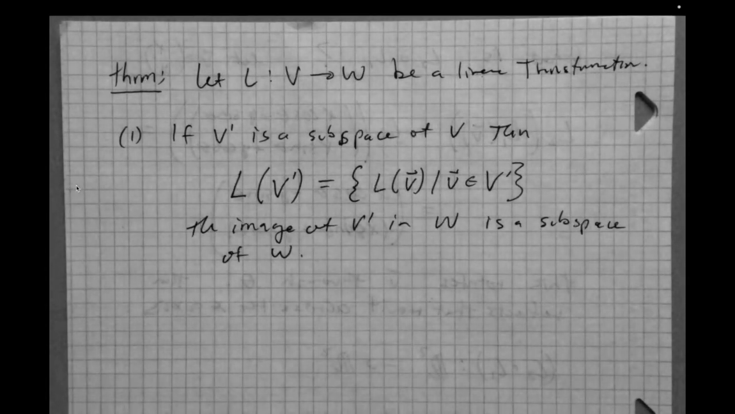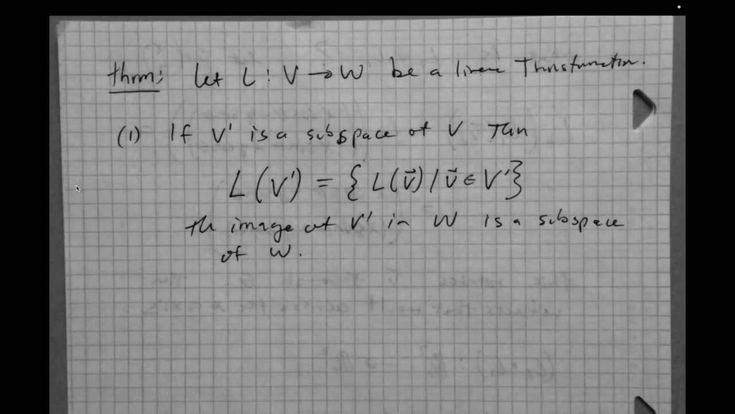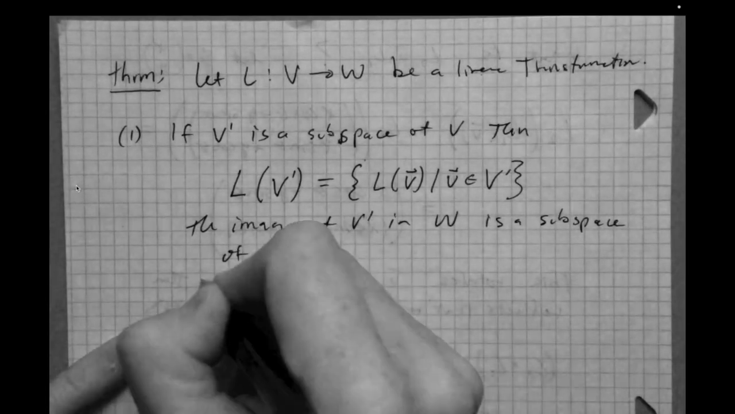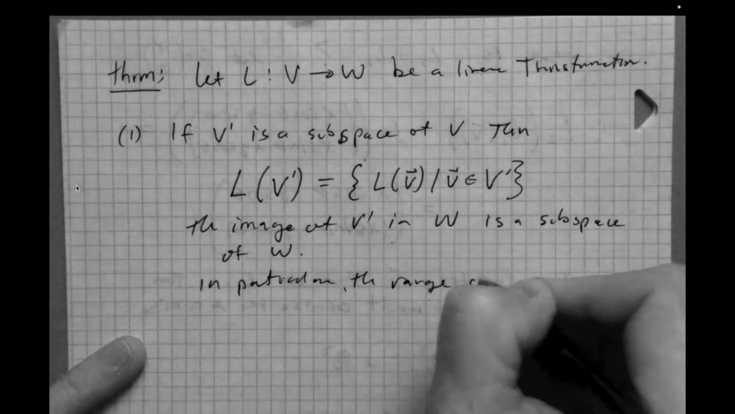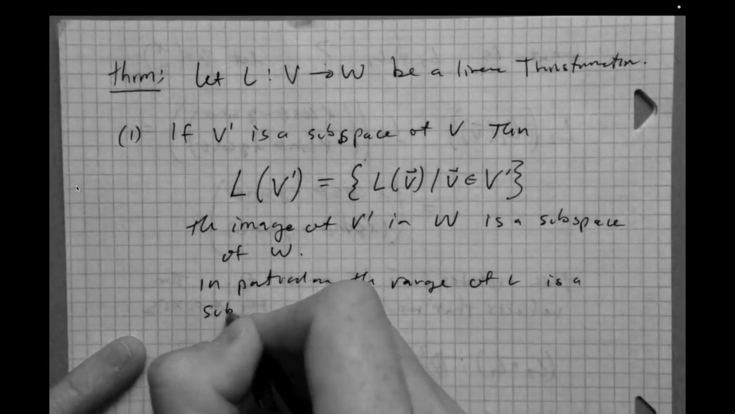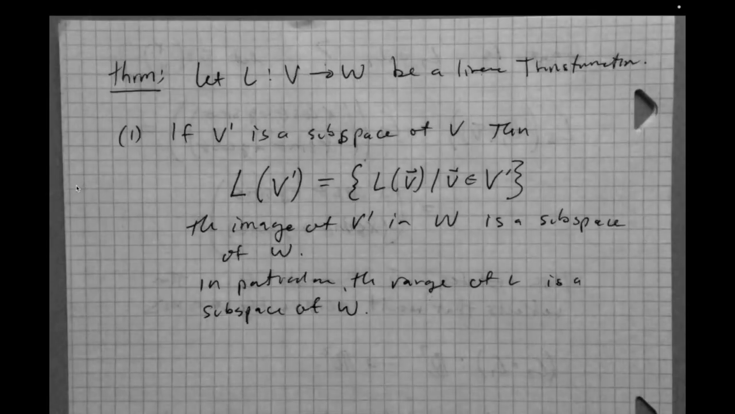And so I guess in particular what you'd say is that the range of L is a subspace of W. All right, so that's the first one, right? So basically if I run the linear transformation on a subspace of V, then the image of that is a subspace in W.